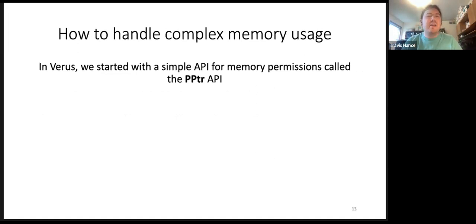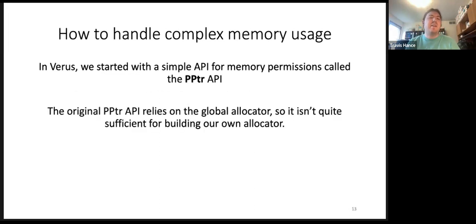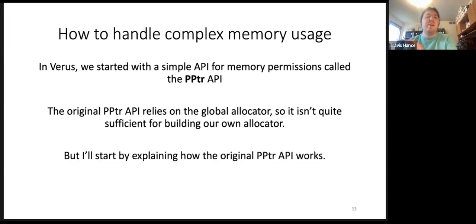So if you've been to any of the prior Verus talks, you might have seen us talk about this p-pointer API we have, which lets you work with memory permissions. The p-pointer stands for permissioned pointer, basically. However, the p-pointer API relies on the sort of global allocator, so it's not really sufficient for building our own allocator. So we're going to have to tweak this system a little bit to get something that will help us verify an allocator. But before I talk about that, I'm going to explain how the original p-pointer API works.